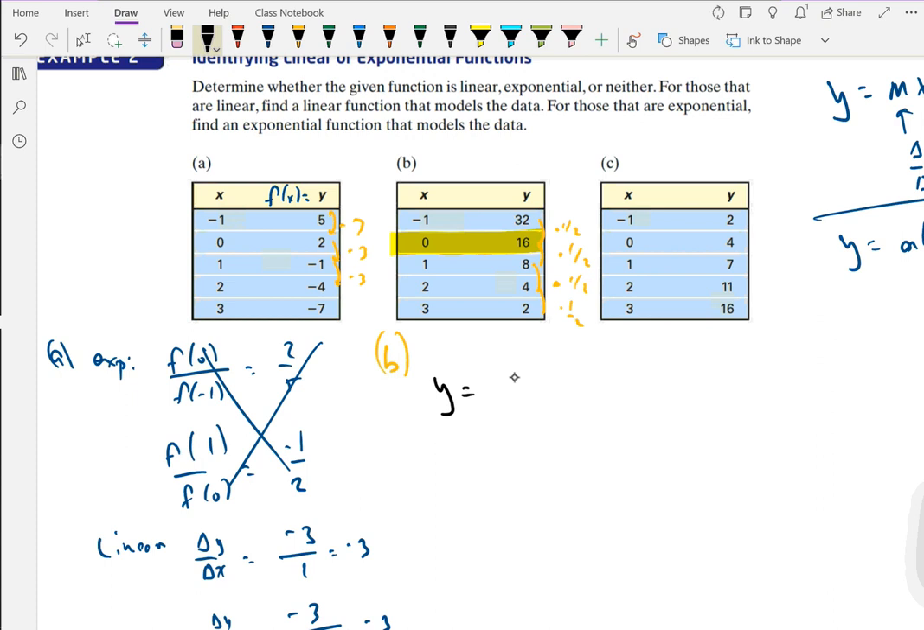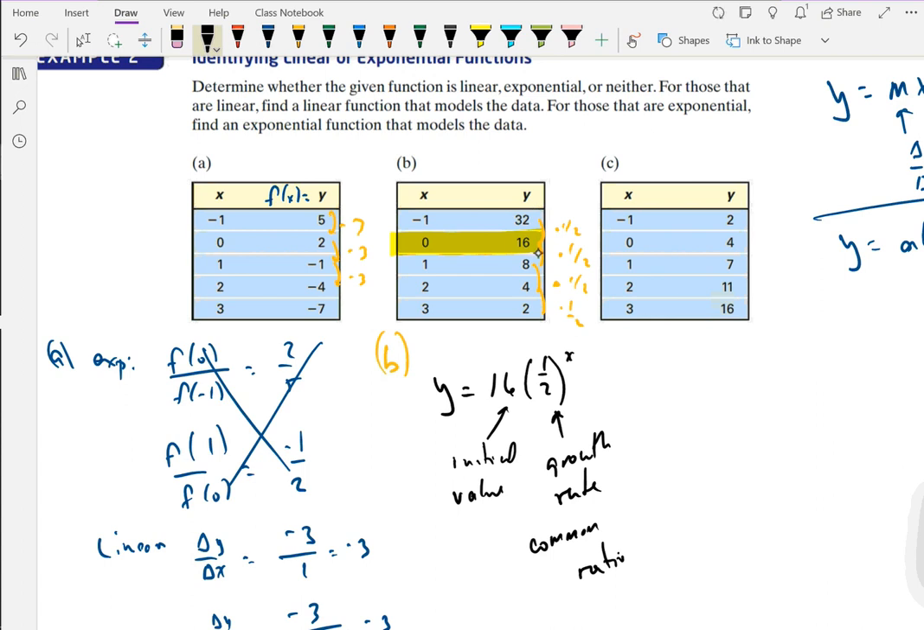So y equals, let's see, our initial value is 16. Our rate of change is a half. And we're raising that to the x power. So we have our initial value, and then our growth rate, which in this case is that common ratio. If I write these numbers over top of each other, 32 over 16 would be 2, 16 over 8 is 2, 8 over 4 is 2, 4 over 2 is 2. So I have that ratio.